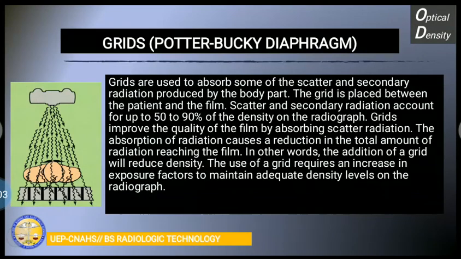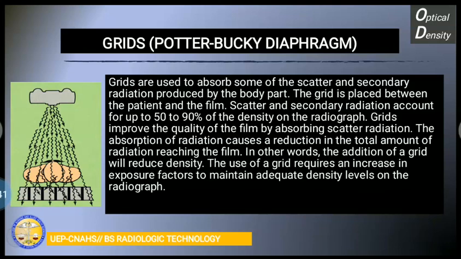Next, we have grids or the Potter-Bucky diaphragm. So, grids are used to absorb some of the scatter and secondary radiation produced by the body part. The grid is placed between the patient and the film. Scatter and secondary radiation account for up to 50 to 90% of the density on the radiograph. Sabi natin kanina, pag mag-increase tayo ng kVp, nag-i-increase yung scatter radiation. Kaya yung mga scatter radiation na yan, fini-filter out, hinaharang, sinasala ni grid.